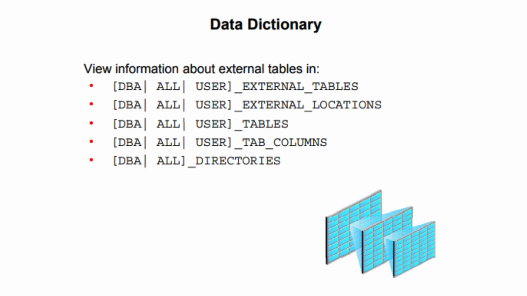The data dictionary views in the slide provide information about external tables. DBA, ALL, USER_EXTERNAL_TABLES: specific attributes of external tables in the database. DBA, ALL, USER_EXTERNAL_LOCATIONS: data sources for external tables. DBA, ALL, USER_TABLES: descriptions of the relational tables in the database. DBA, ALL, USER_TAB_COLUMNS: descriptions of the columns of tables, views, and clusters in the database. DBA, ALL_DIRECTORIES: descriptions of the directory objects in the database.